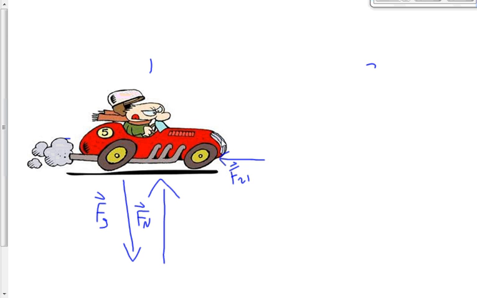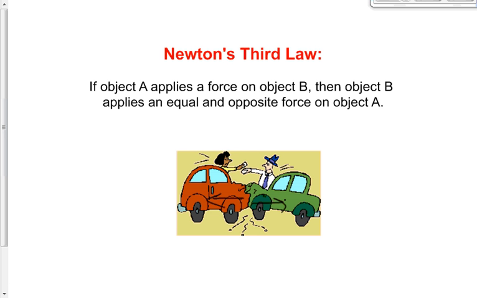If object A applies a force on object B, then object B applies an equal and opposite force on object A. This way of stating Newton's third law reminds us that we're dealing with two separate objects, not just one object. Let's give some examples of some action-reaction forces. Again, to recognize that we're acting on two separate objects here.